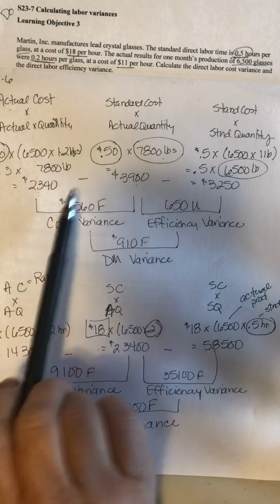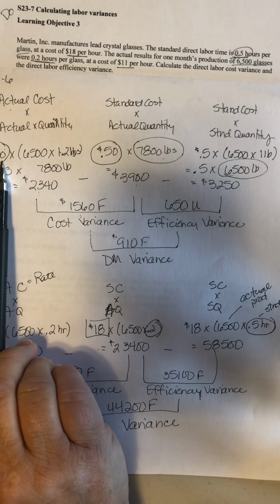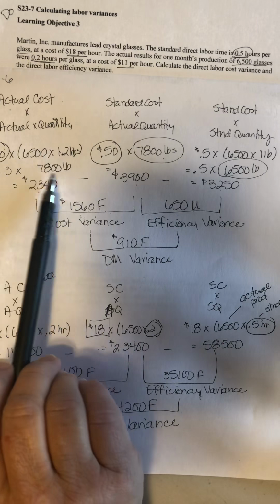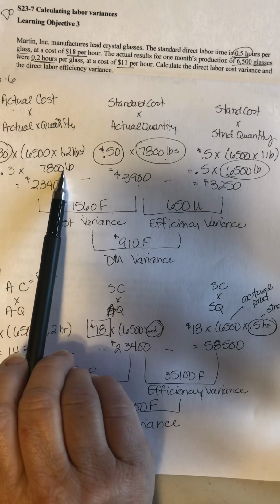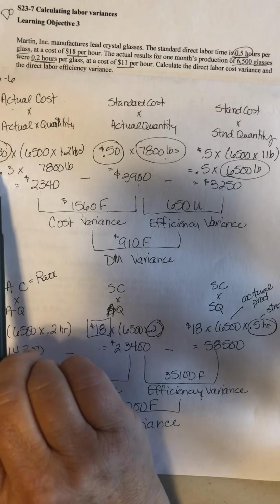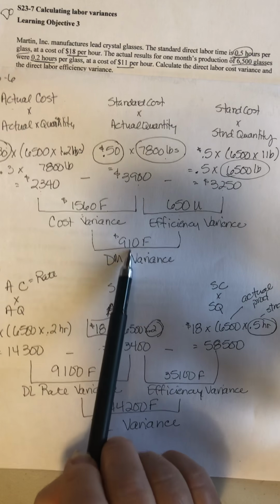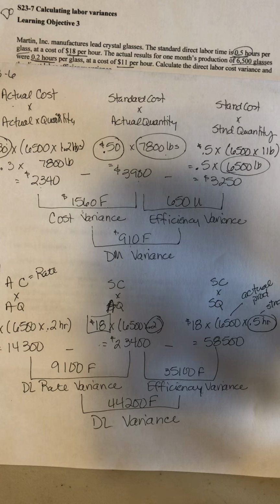Up here for direct materials, they spent less per unit, but they had to use more units than were budgeted. They actually used 7,800 pounds of material when they should only have used 6,500 pounds. So since they bought a lower quantity, they actually had to buy a little bit more of it, but it still worked out favorable for them in the end.